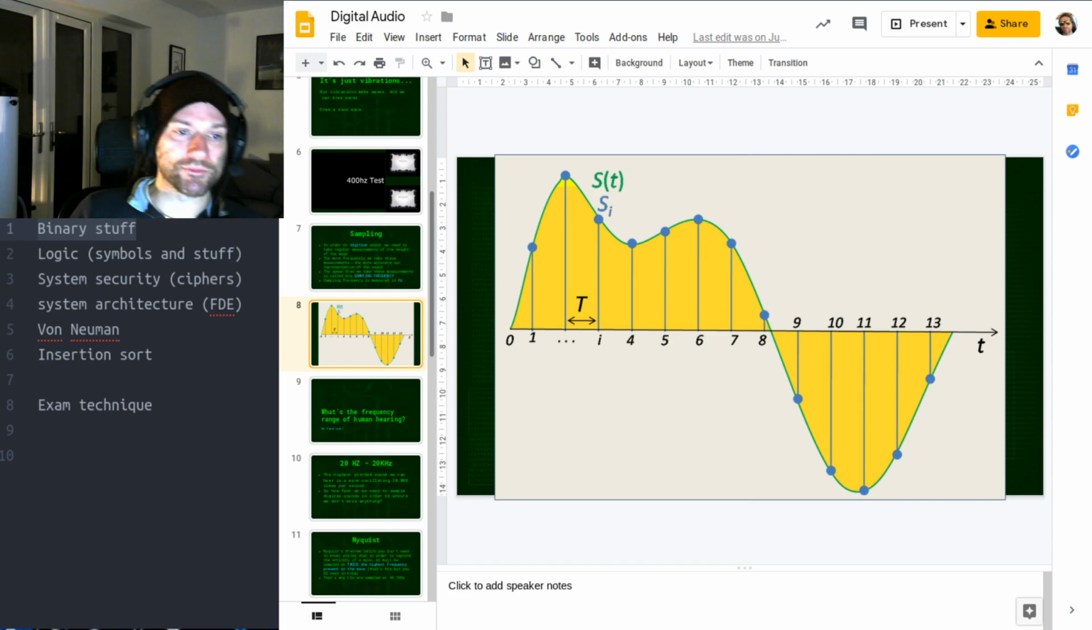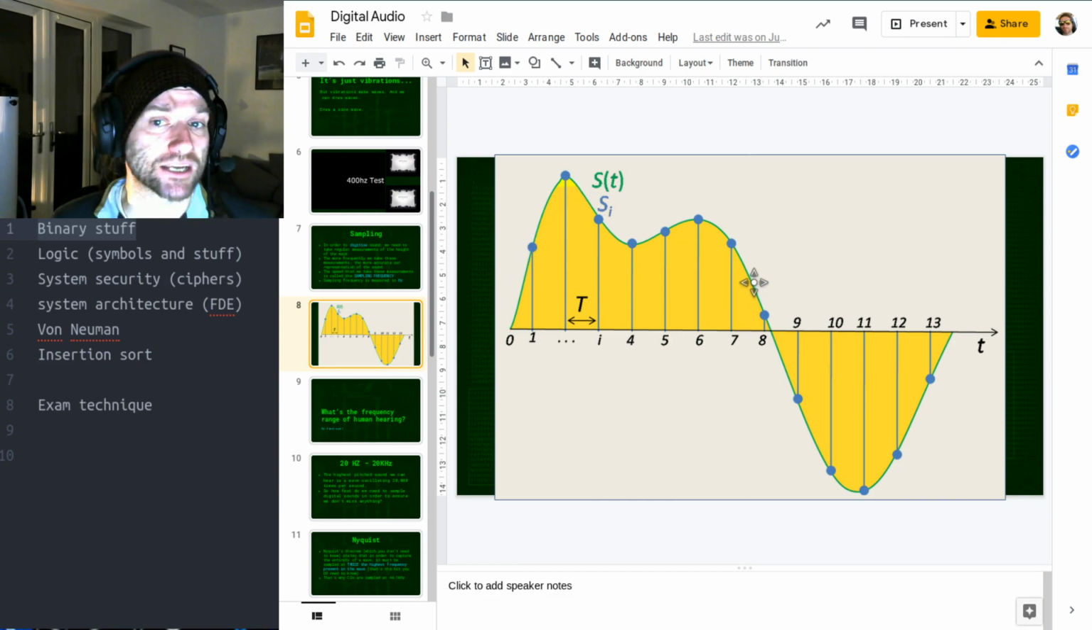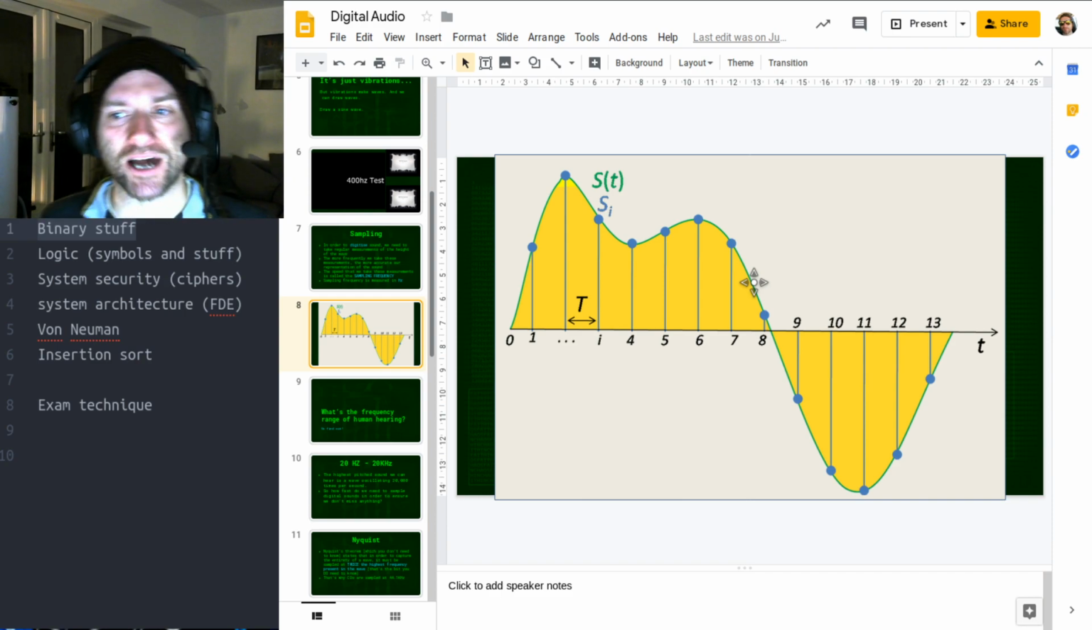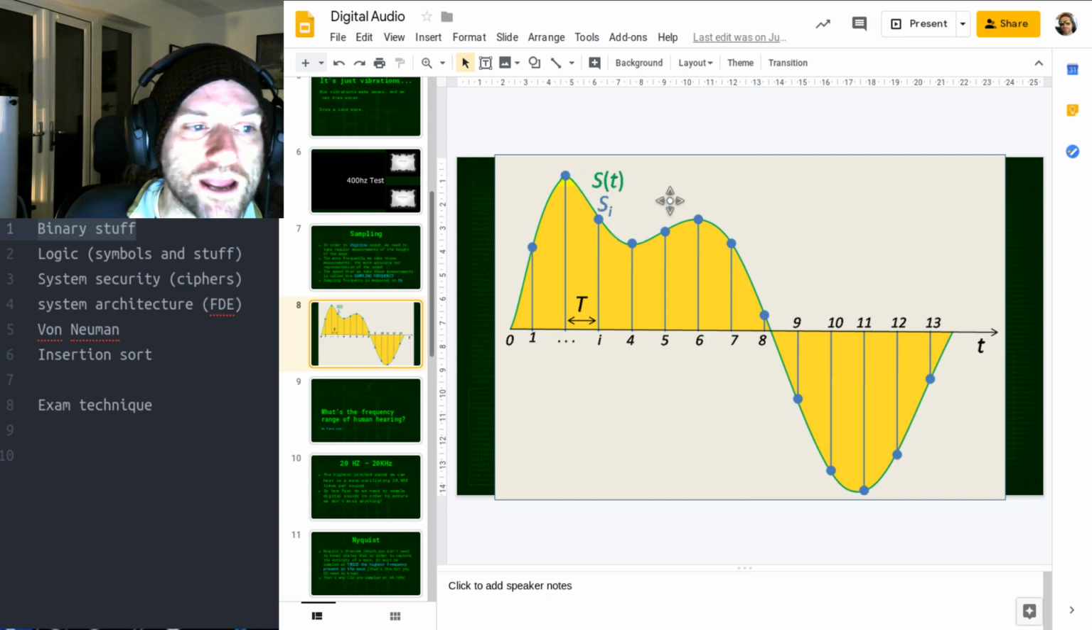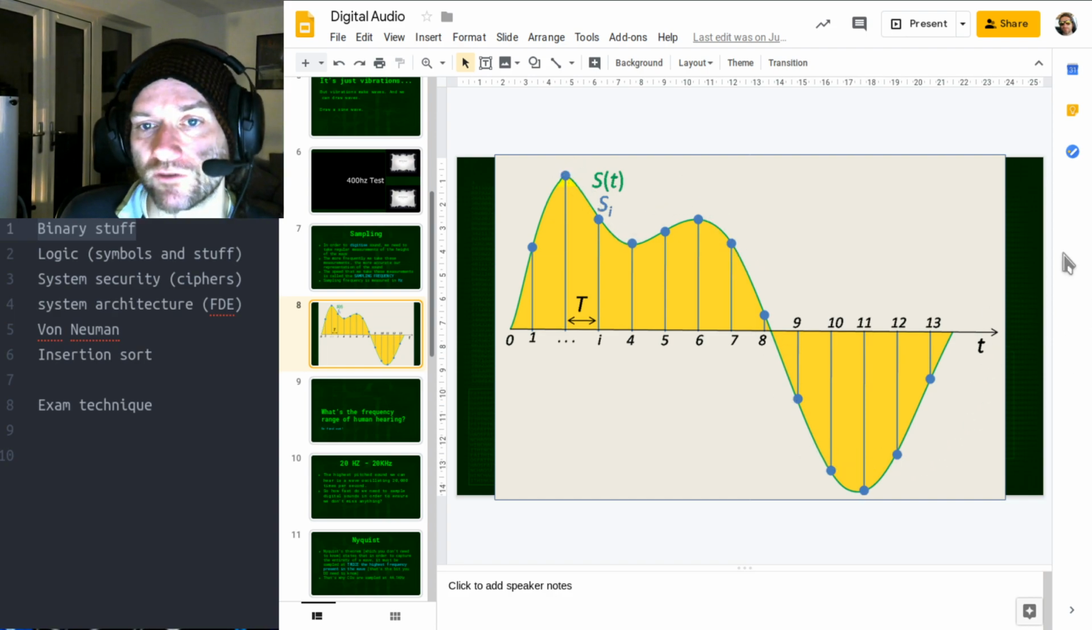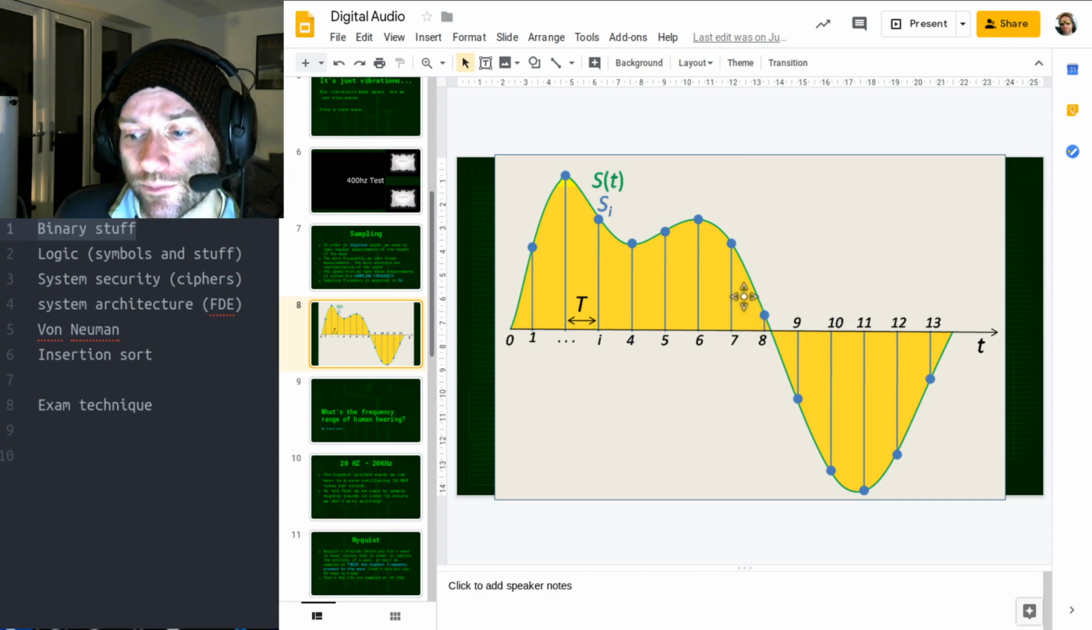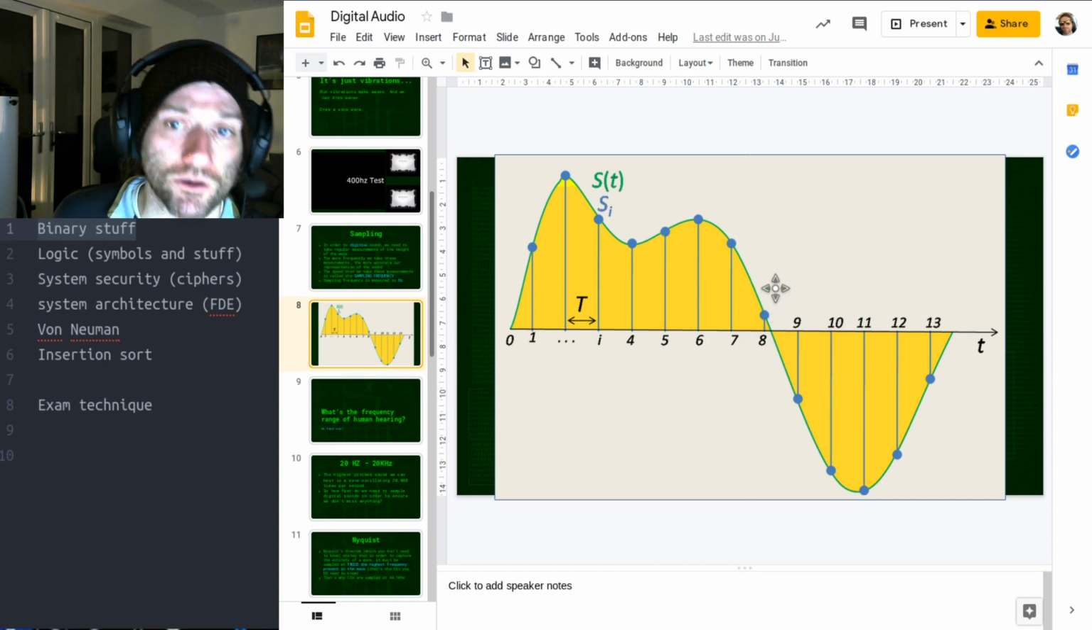So yeah, the way that we store audio is kind of similar to the way that we store graphics, but it's a little bit more abstract. Okay. Here is a waveform. Any sound is made up of waves, right? They will have varieties of different frequencies, peaks and troughs, and so on and so forth.